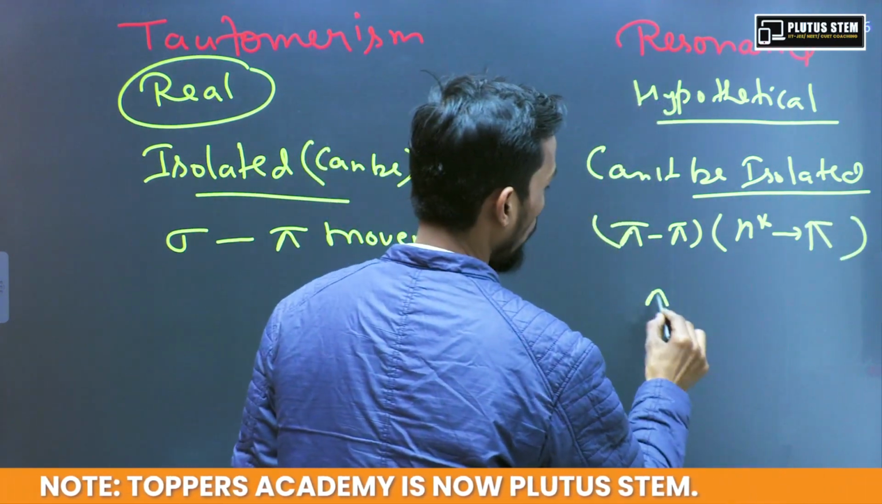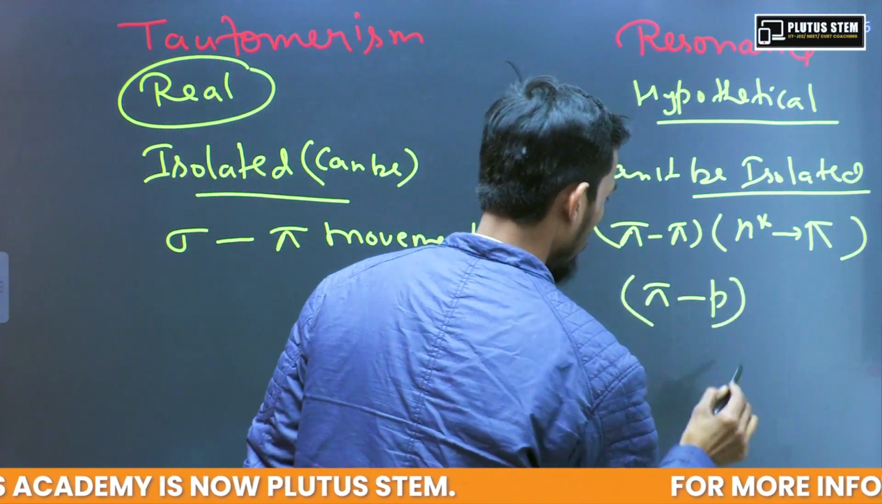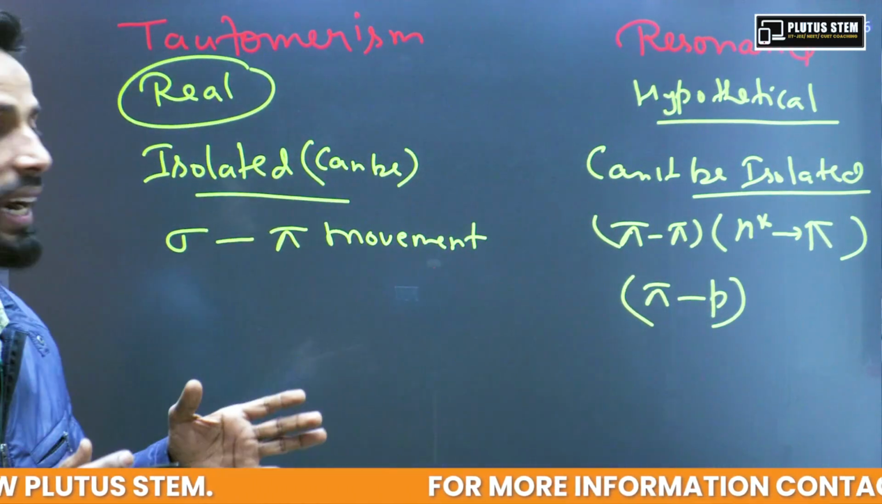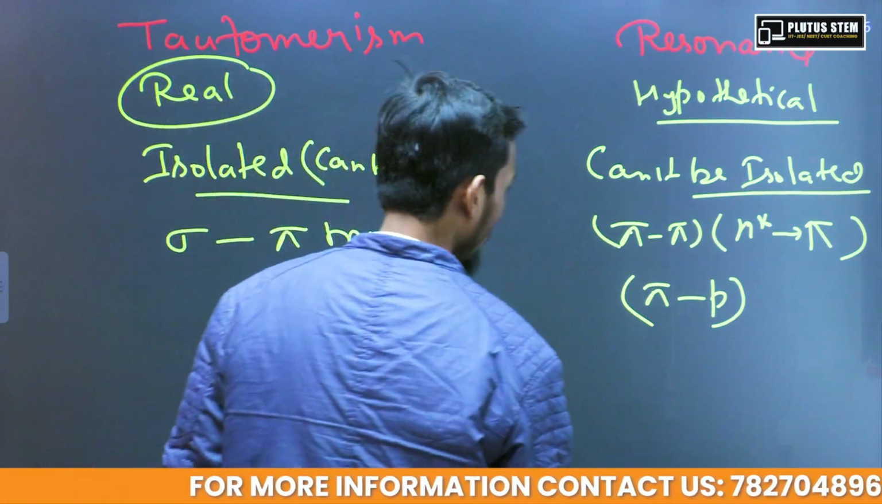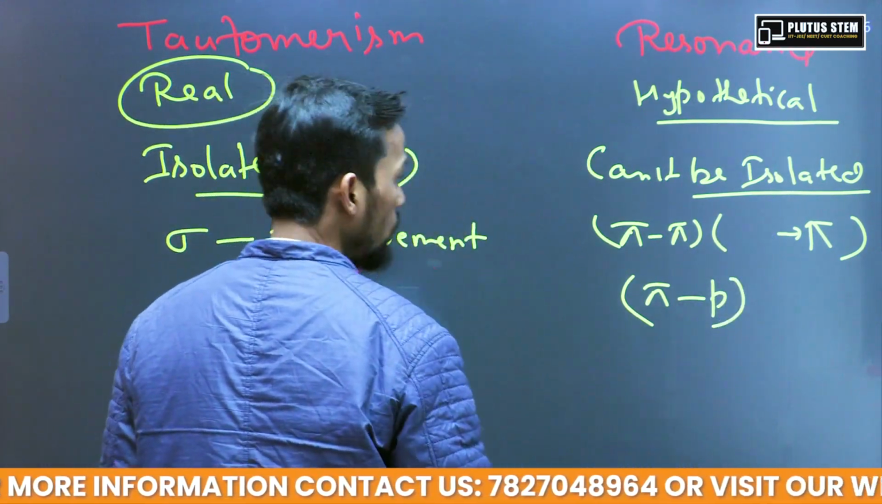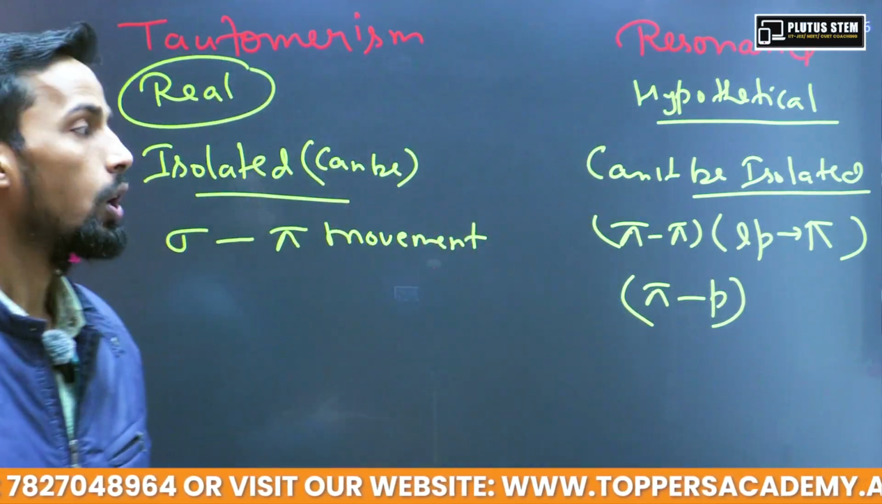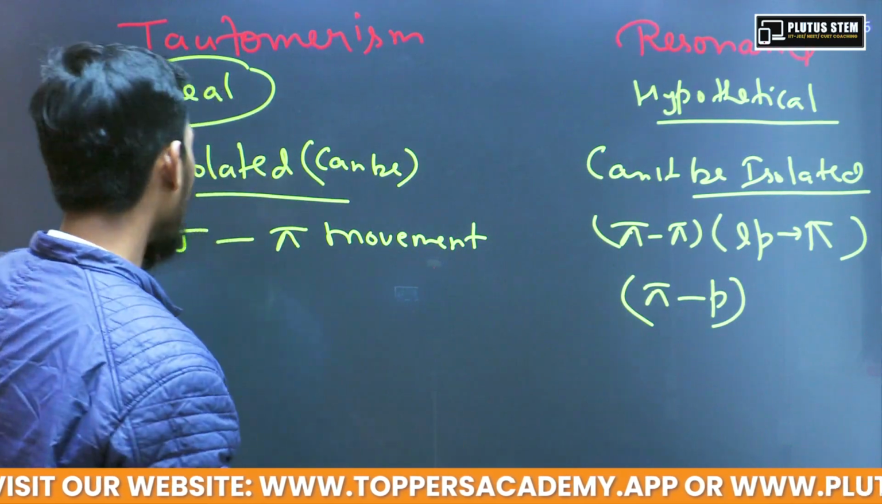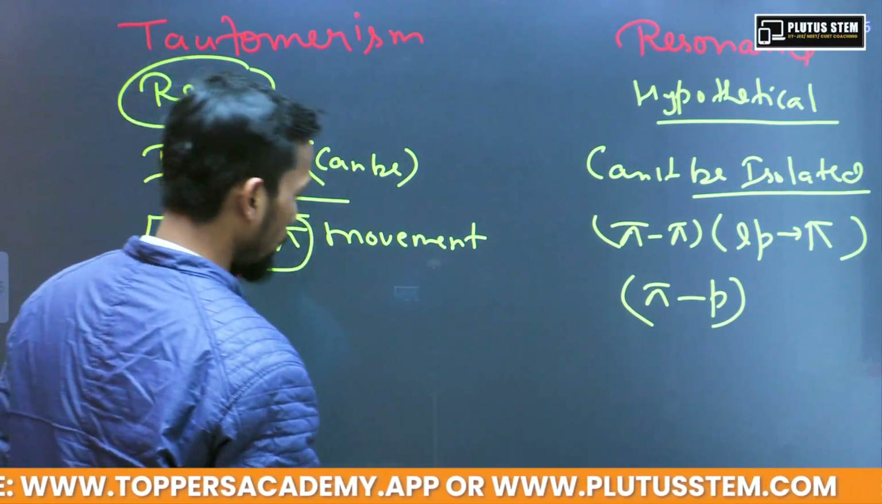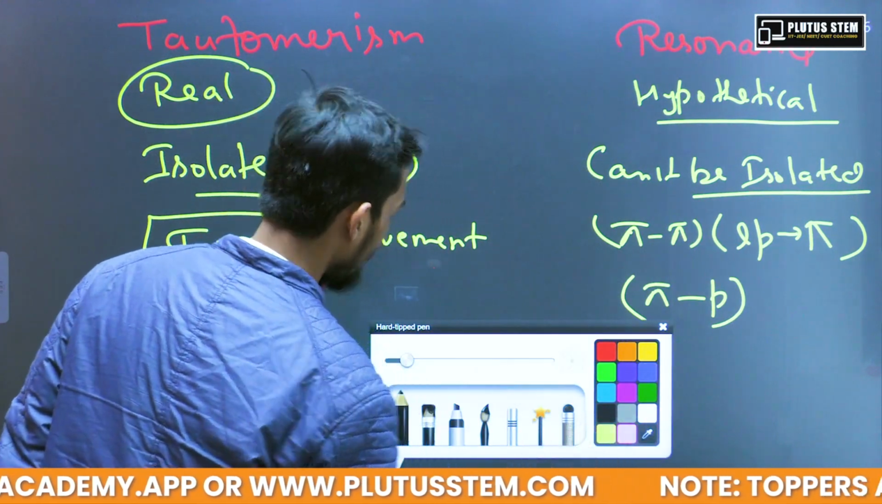Or pi bond to p orbital. Some lone pairs are there. You can say lone pair over here, that would be more like lone pair to pi bond, or pi bond to empty p orbital. So this is the way. Here only sigma bond to pi bond movement. And one more important difference is there.